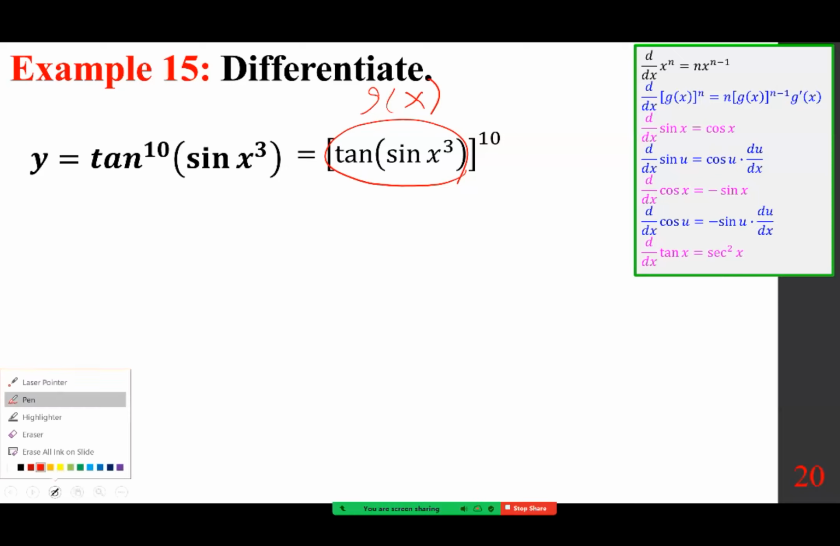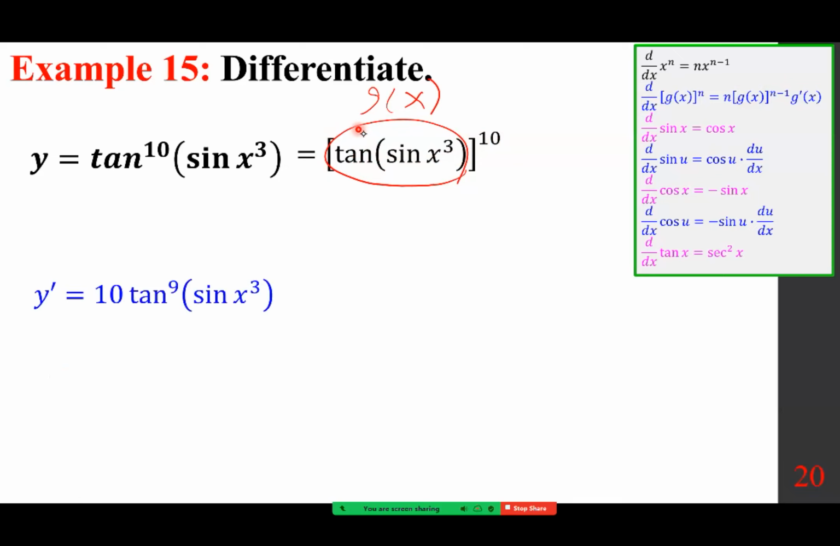And so right away, according to this, I need n, which is 10, and I need g of x to the power of n minus 1. So 10 tan of sine x cubed to the power of 9. So I need that part first. So believe it or not, this is n and this part, but I don't have this part yet. In other words, now I need to take the derivative of the inside. Now I need to take the derivative of this one. The derivative of tangent. So let me in fact rewrite this again.